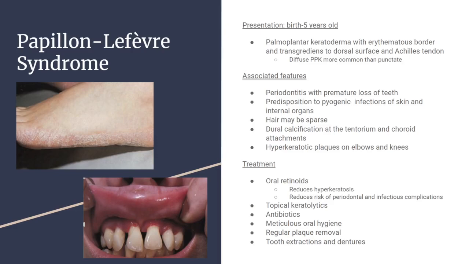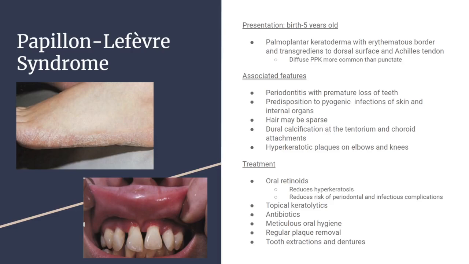This can involve the Achilles tendons as well. It's a diffuse PPK, more commonly. The association, so the P in papillon also goes with the P in periodontitis. So there's going to be premature teeth loss. And if you're not using that calcium in your teeth, you must be using that calcium elsewhere. So you're putting that calcium in the dura. So you're going to have dural calcifications as well at the tentorium and the choroid attachments.